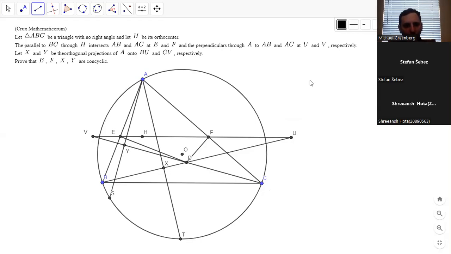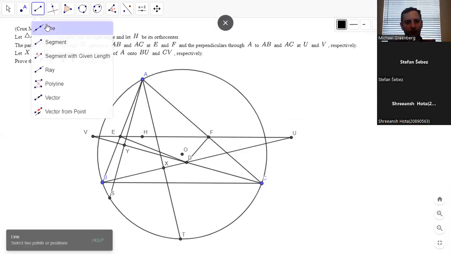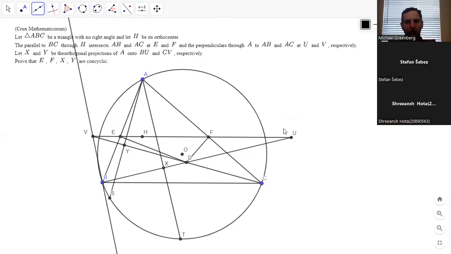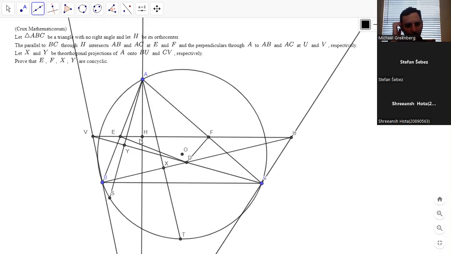I just want to share one thing that I found. It looks like BV, CU, and AH concur. Interesting. Okay, so these three concur.